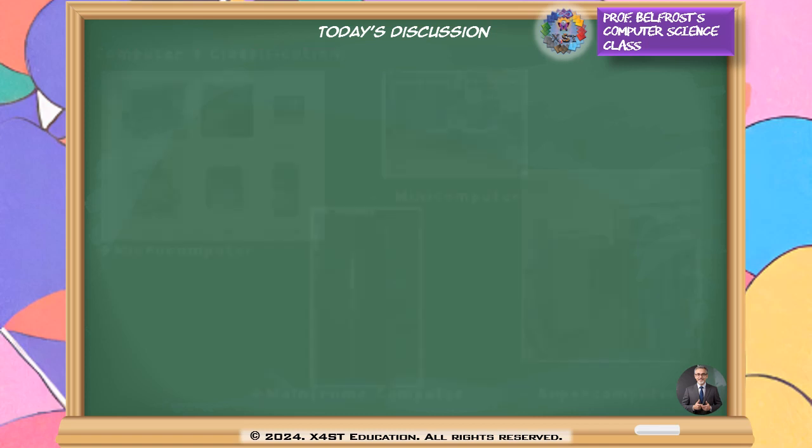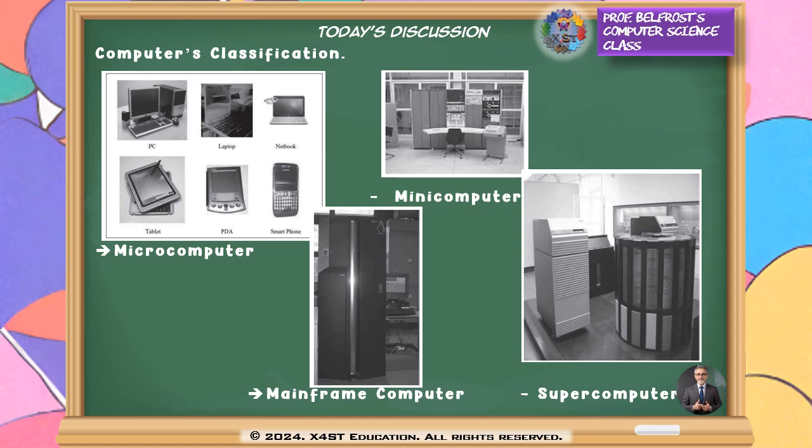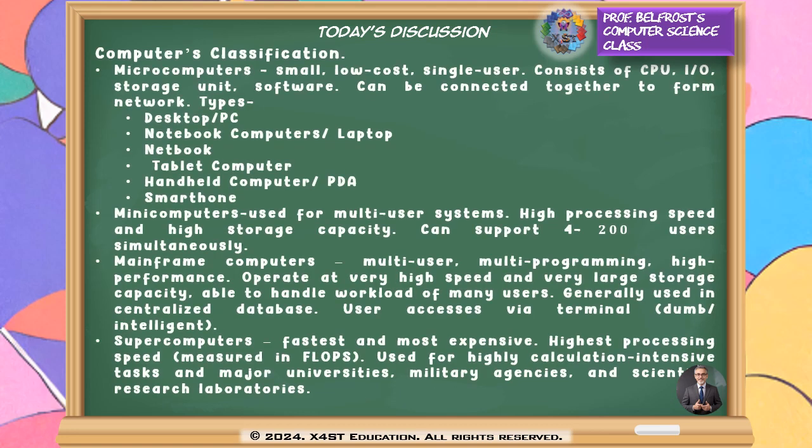Okay, so you can see this is the picture of the computers that I mentioned. First we have microcomputers. What is categorized as microcomputers is your desktop, your laptop, your netbook, your tablet computer, your handheld computer, PDA, personal digital assistant, and your smartphone. I think everyone has a smartphone. Microcomputers are small, low-cost, single-user. They consist of CPU, input-output unit, storage unit, and software. They can be connected together to form a network.